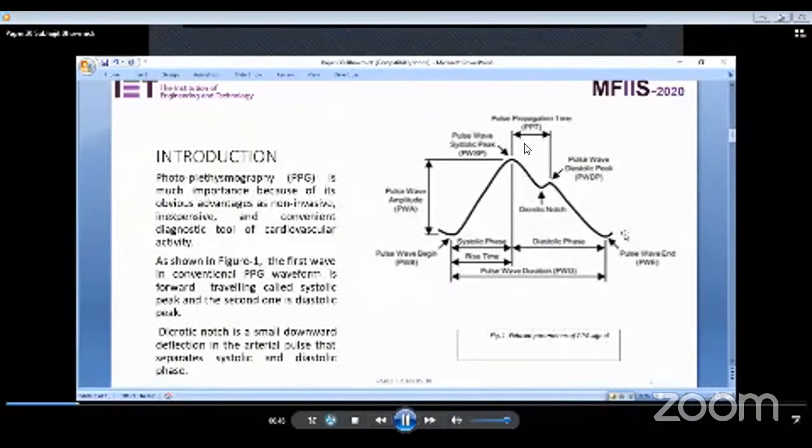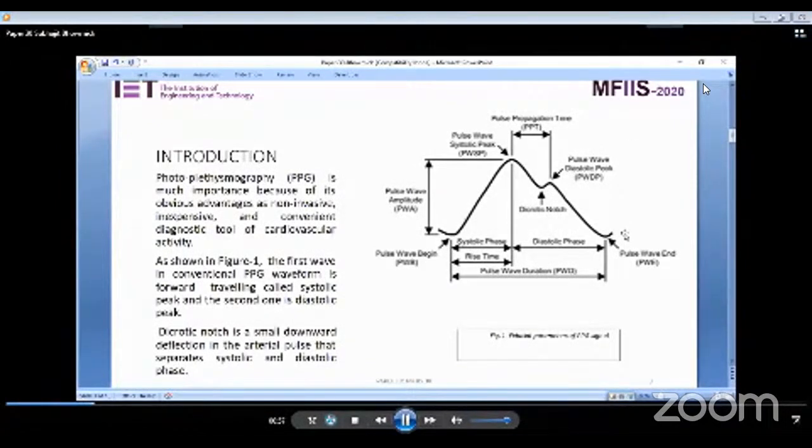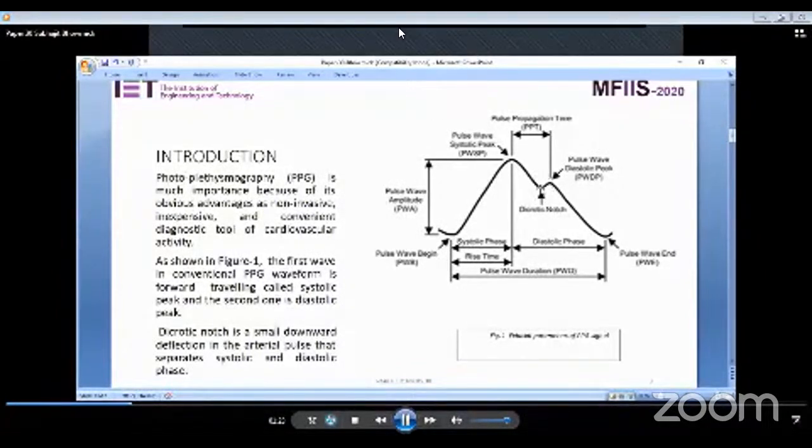Then come to the introduction of this paper. In recent times, PPG is a measuring tool of cardiovascular activity. In the PPG waveform, the first wave is forward traveling, called the systolic peak, and the second one is called the diastolic peak. In this diagram, this one is the systolic peak and the second one is the diastolic peak. Both are forward. The small downward deflection is called the dicrotic notch, this one, just backward.